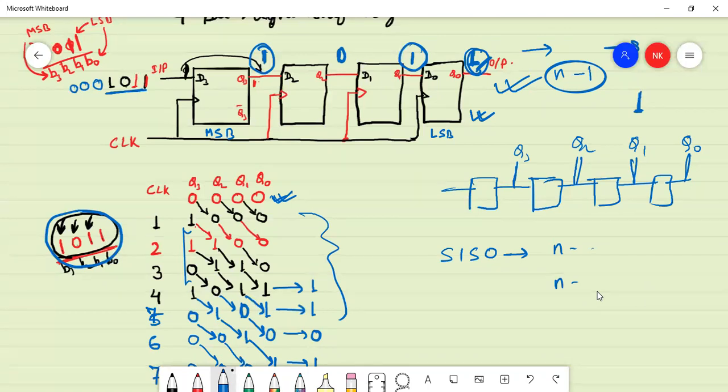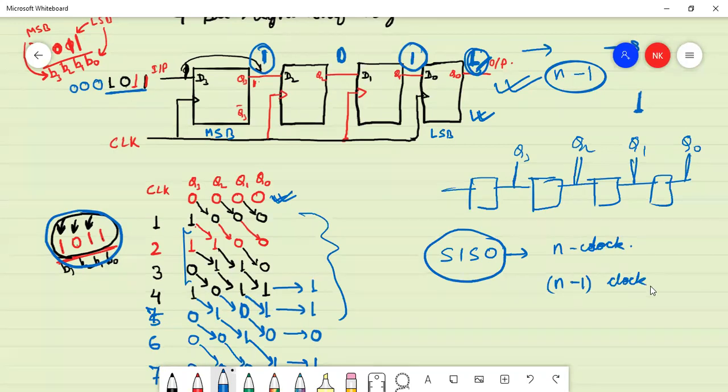So in a serial out shift register, if we have n bits of data, n clock pulses are required to store the data, and n minus 1 clock pulses are required to get all the outputs, serially.